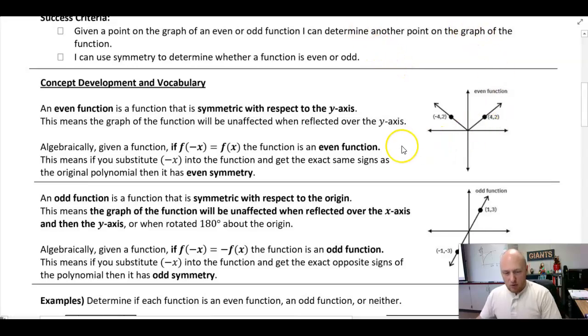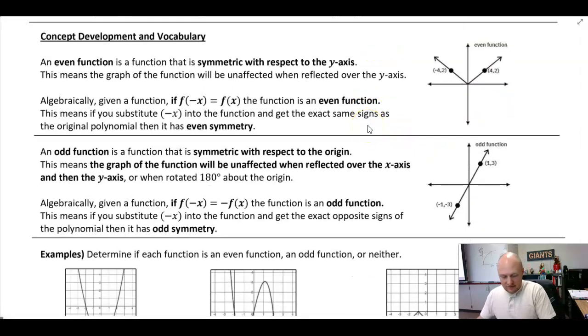So, what is an even and odd function? Here's the definition. A function is even if it is symmetric with respect to the y-axis. And here is a visual example of an even function. This means that the graph of the function will be unaffected if it's reflected over the y-axis. And similarly, I have a point on the graph here. My x value is -4, 2, and on the other side of the graph I have an x value that's 4, 2. We can also see this algebraically.